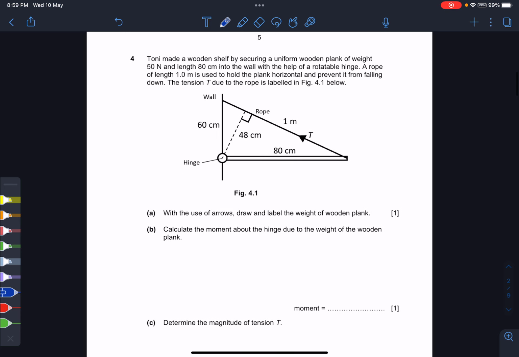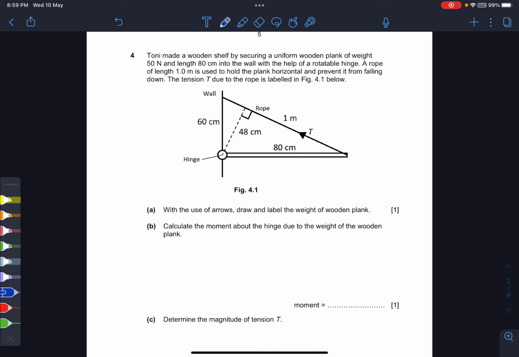Okay, next one, this is a moments question, right? So let's take a look at the moments question. It's all about the moment. So with the use of an arrow, we are supposed to draw and label the weight. What do they tell us about this plank? If you recall, when it comes to a beam or a plank, something usually associated with it is the word uniform, or that the plank is a light beam. In this case, the keyword here is uniform wooden plank. Uniform wooden plank means the weight will be acting right in the middle.